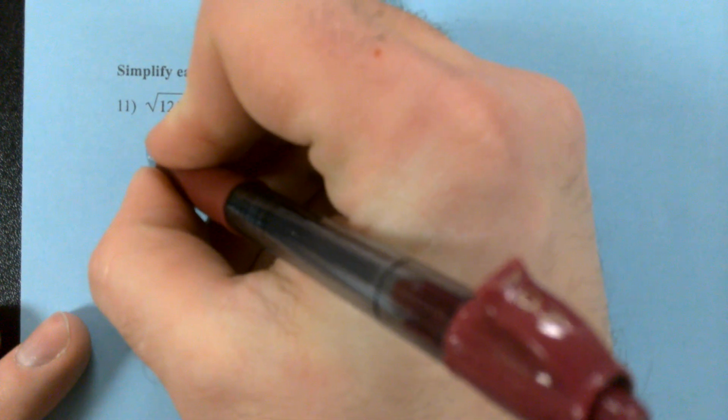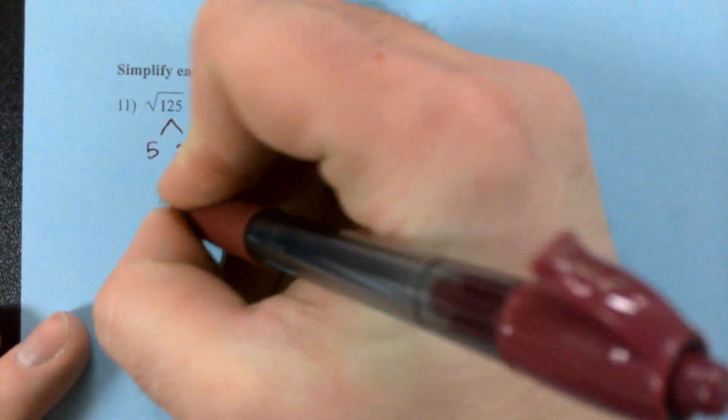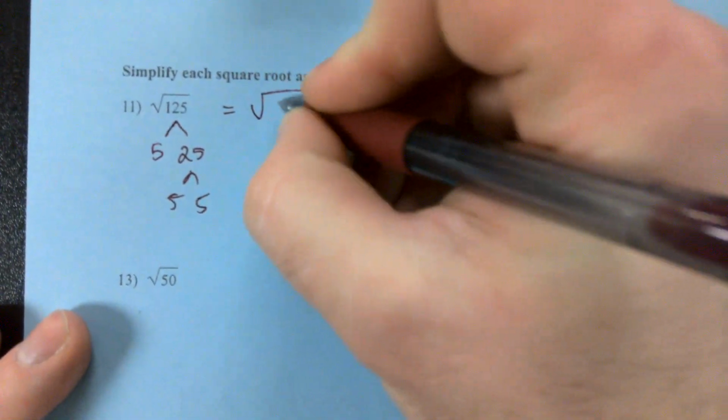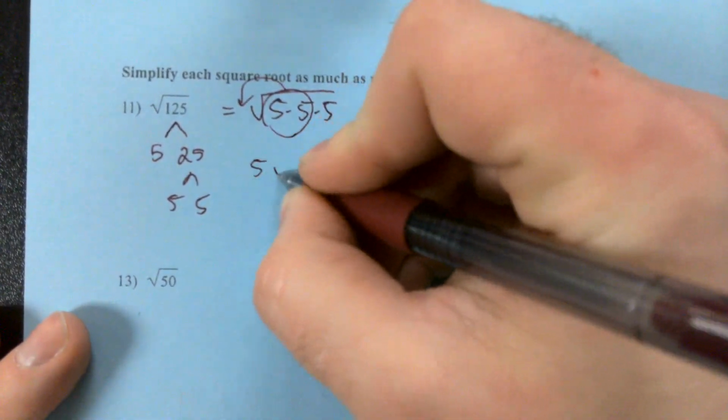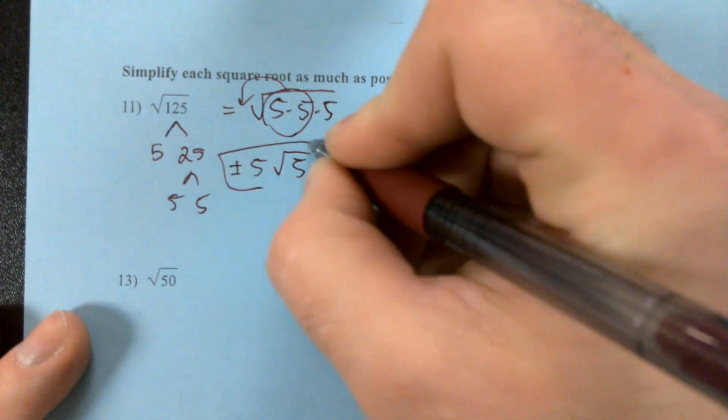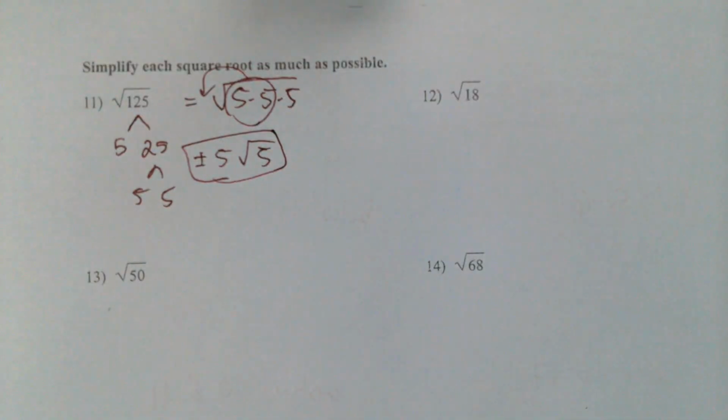So number 11, we actually talked through together yesterday. So I'm just going to quickly jot down the answers so we can see and check our work. And that's what we got yesterday when we went over it together. Plus or minus 5 root 5.